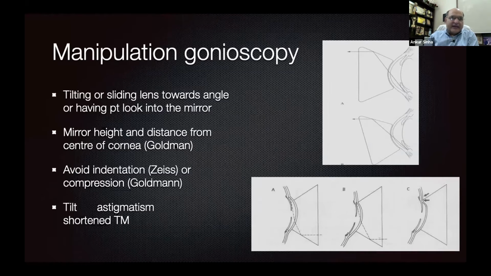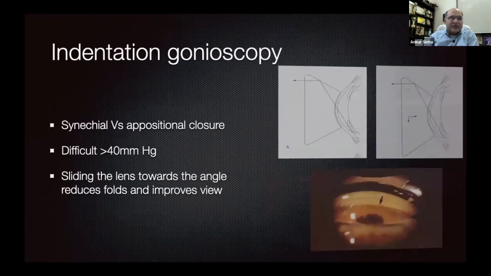So mirror height in case of Goldmann is smaller, so we can have a closer look and do a good manipulation gonioscopy here. Try to avoid indentation with Zeiss and compression with Goldmann's here. Now with tilt, what happens is some astigmatism comes into play, which causes a shortened view of the trabecular meshwork.